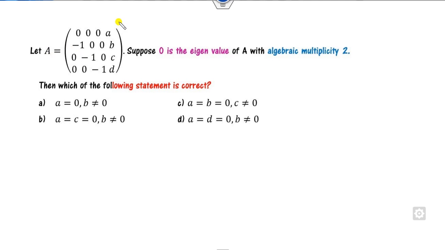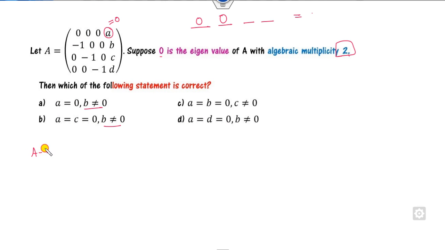Okay, A is my 4x4 matrix, so it has 4 eigenvalues. 0 is an eigenvalue of this with algebraic multiplicity 2. So 2 eigenvalues are 0. We all know, so what is the determinant of this? It will be 0. When will the determinant of this matrix be 0? Clearly when A will be 0. So all these options have a 0. Now the others are B 0 or B non-zero.